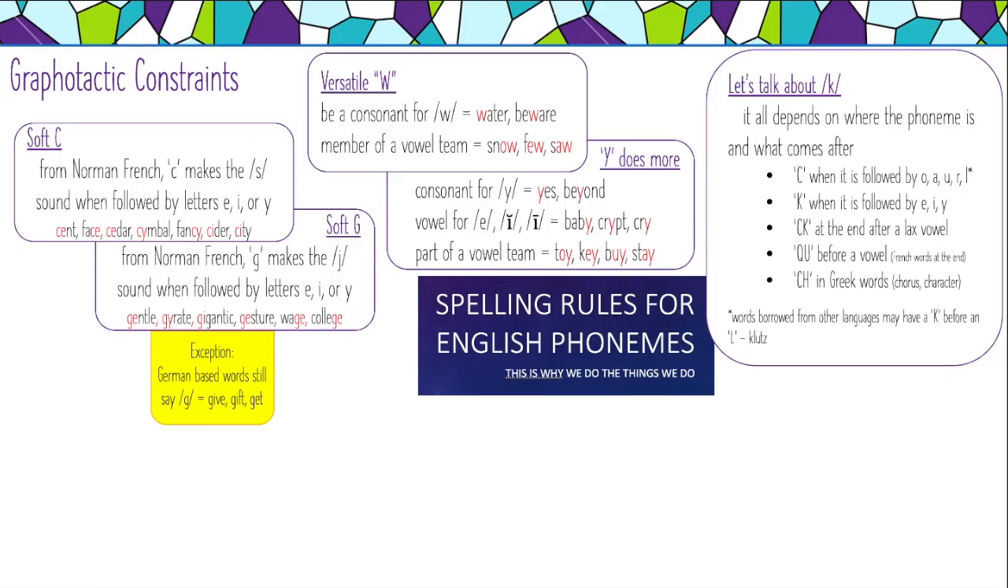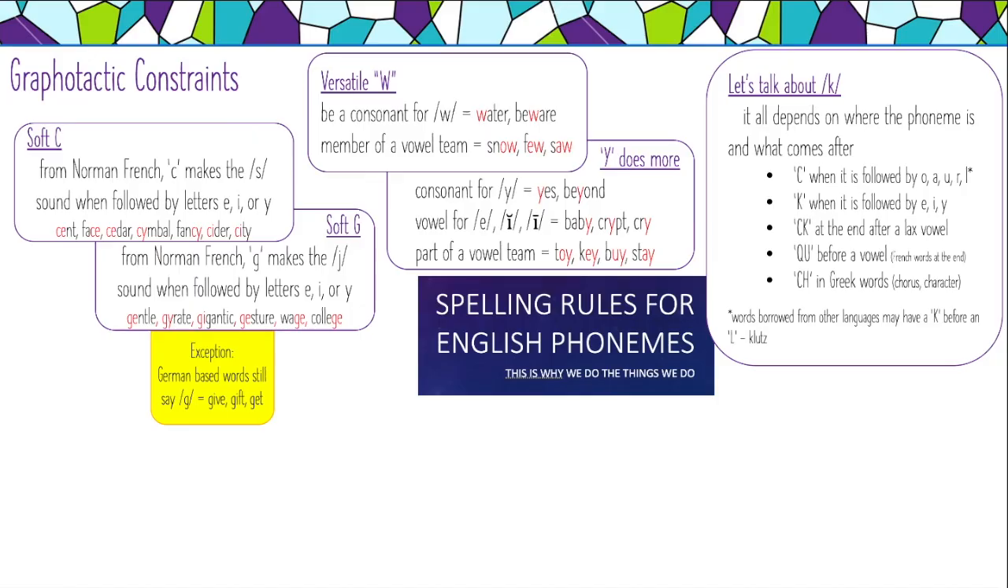Now, you'll have CK at the end after a short vowel. You're going to have QU before a vowel, because our French words will use it at the end, but that'll make a K sound, like unique. If it's at the beginning, then QU will do its qua, but you can also tell there's a little bit of a K in that Q as well. And then, of course, in our Greek words, CH will be a K sound as well.